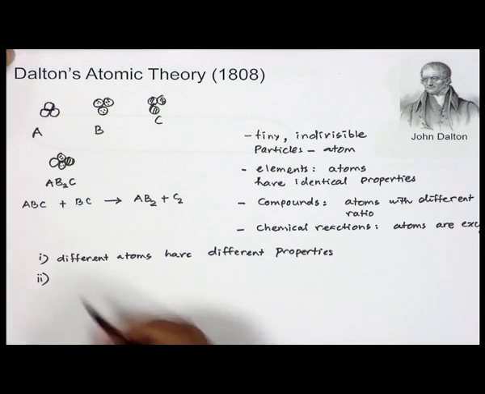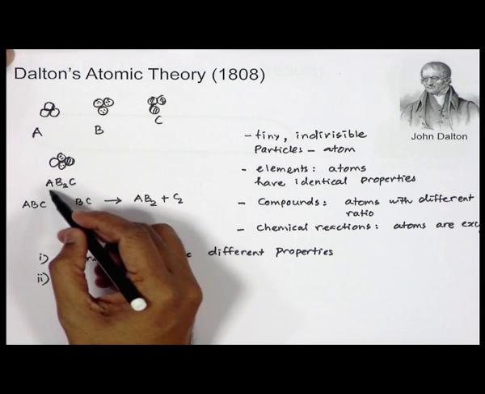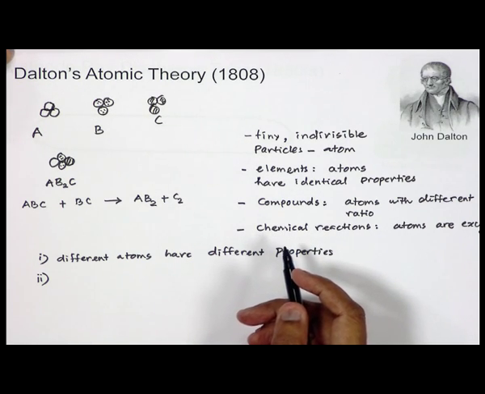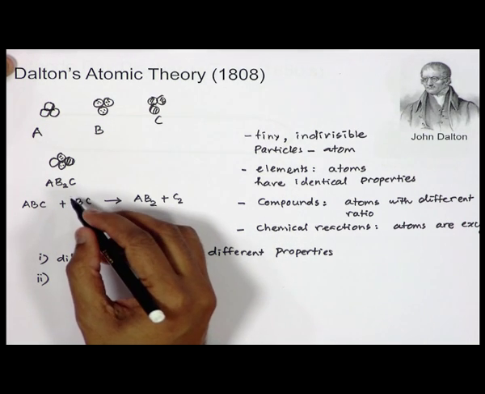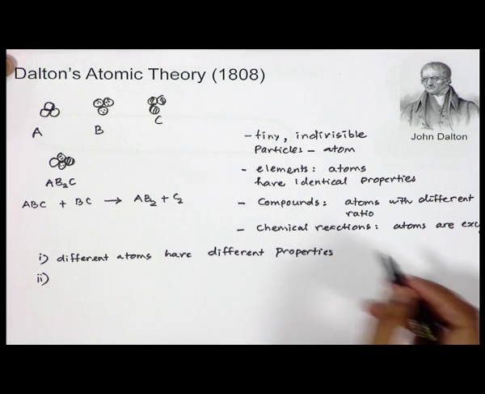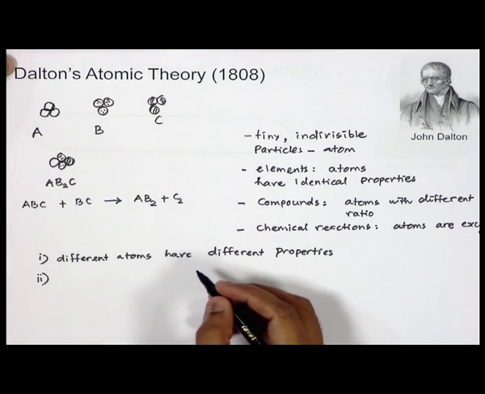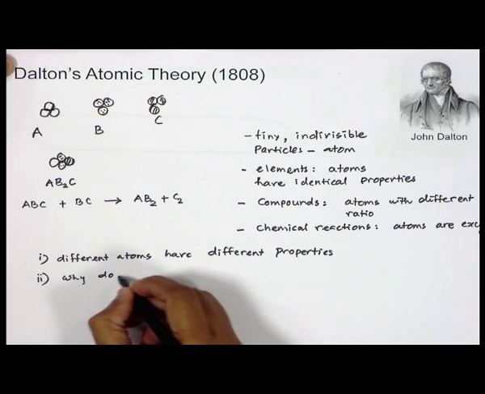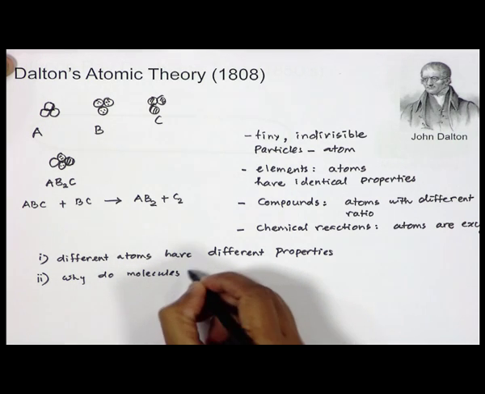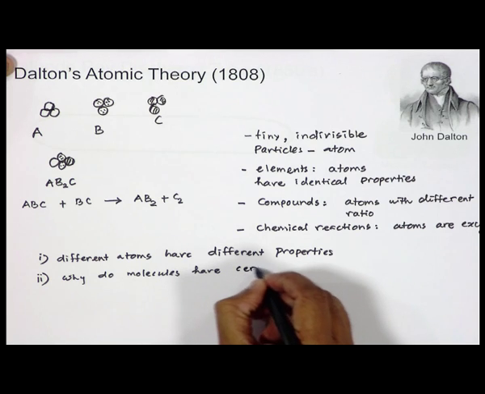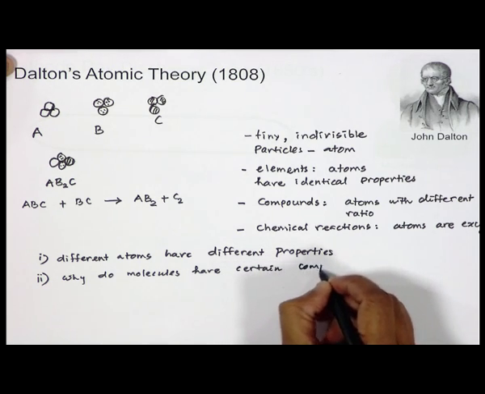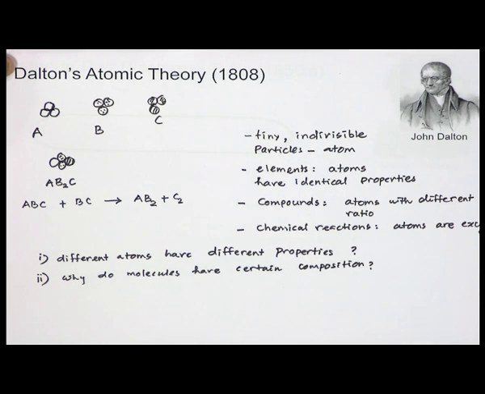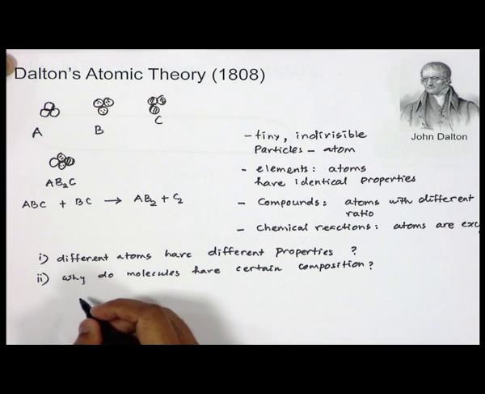Then here, for example, I wrote down this molecule called AB2C. Suppose this AB2C molecule exists. What Dalton's atomic theory did not explain is why a certain composition or a certain ratio of these elements forms a particular molecule, and why the other compositions are not stable. Why do molecules have certain composition and why not some other ratio? These questions were not explained by John Dalton's atomic theory.